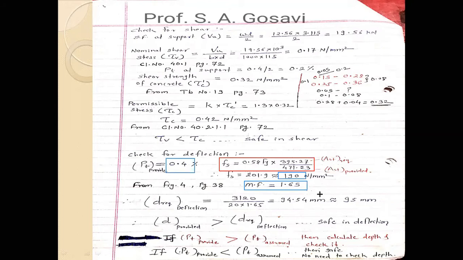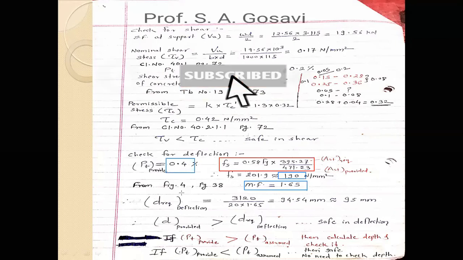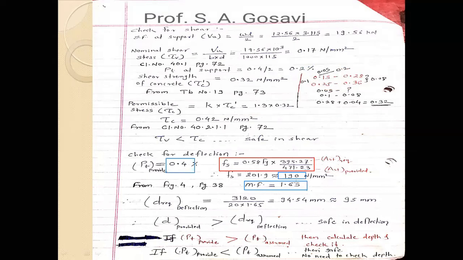As you already know, in figure number 4, multiple graphs are there. I hope you are now with the IS code. See that on the y-axis the modification factor is given. On the x-axis, you will get the percentage of steel, and you have finalized which line you are going to see, that is 190 Newton per mm square. If you project this 0.4% on the line of 190 Newton per mm square, you will get modification factor as 1.65, so near about 1.6.